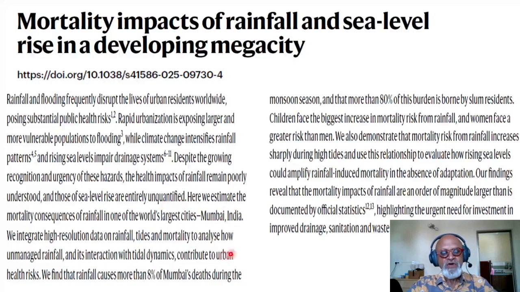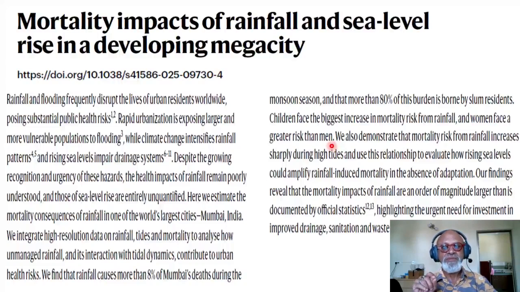We find that rainfall causes more than 8% of Mumbai's deaths during the monsoon season, and that more than 80% of this burden is borne by slum residents, what we call informal housing, but slum is the right word. Children face the biggest increase in mortality risk from rainfall, and women face a greater risk than men. Essentially, to do this, you have to take all-cause mortalities and then look for excess deaths, and then try to relate them as locally and as accurately as possible to rainfall events, which is what they do.